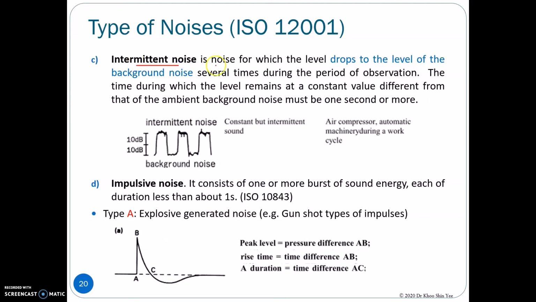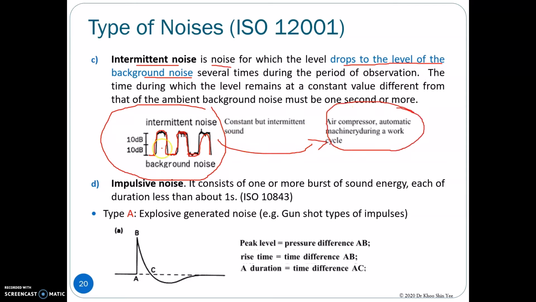Intermittent noise is another type of non-steady noise for which the levels drop to the level of background noise several times during the period of observation. For example, here you can see that the noise dropped to the background noise here and increases intermittently. So this type of noise can be found in this activity. You can see the characteristic of the sound is constant like this, but it changes intermittently with the background noise.